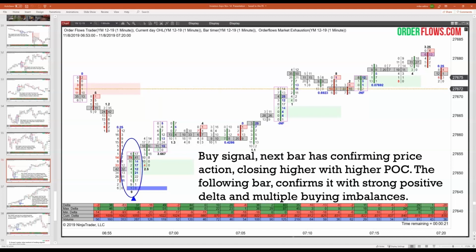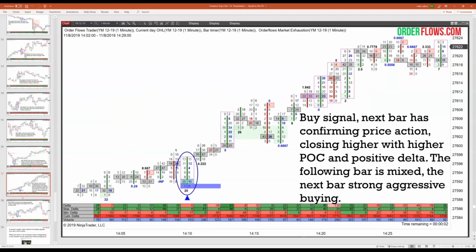If you weren't convinced by the signal bar, then by the second bar after it you should be loading up on this. This is the bar. Yeah, I think the market's going higher. And what happens? It goes sideways before making that 20-point move that you're looking for.